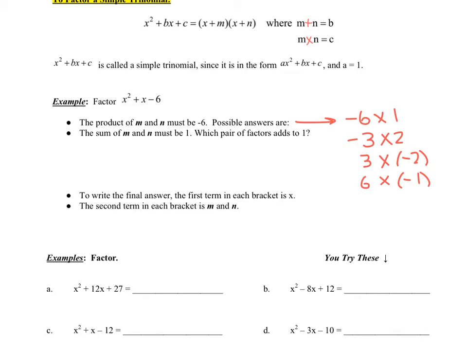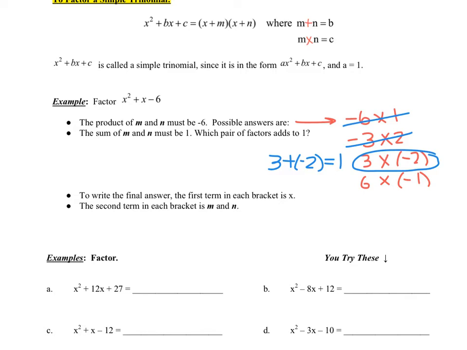Now from these options, I'm going to cut a few off because I want to see which pairs also add up to 1. Negative 6 plus 1, well, that's negative 5. That's out. Negative 3 plus 2, that's negative 1. That's not what I want. 3 plus negative 2, that's my winner. 3 plus negative 2 is 1, and that's that coefficient of x.